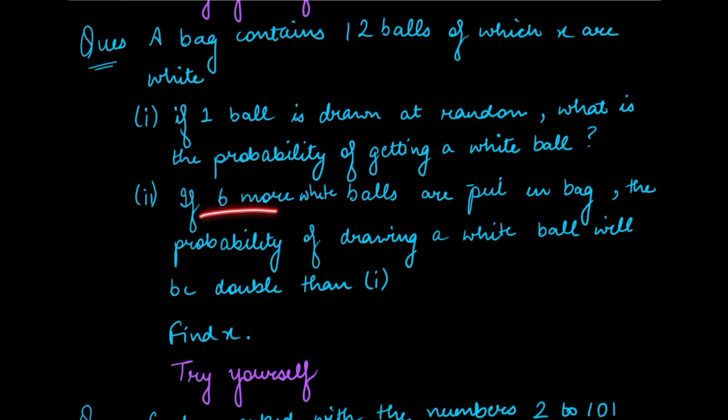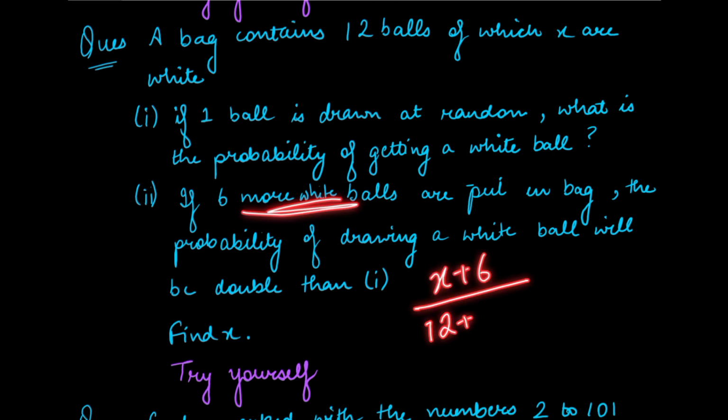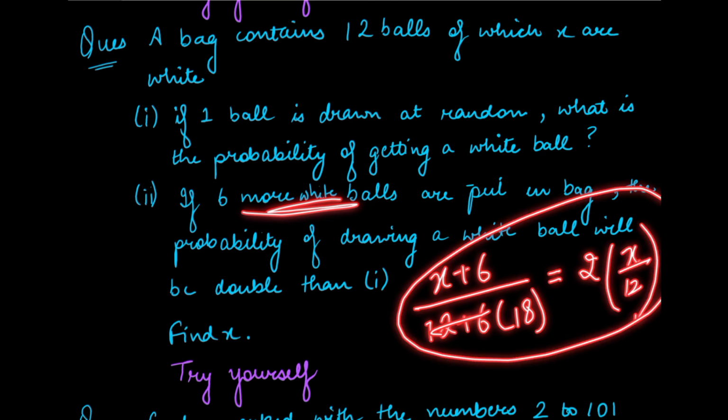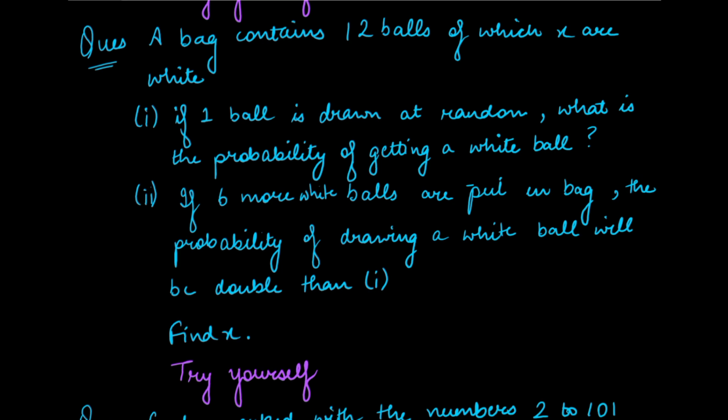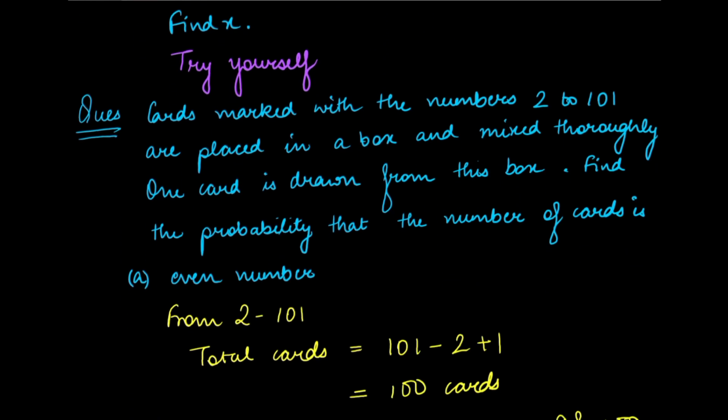Here the probability is X by 12. Now, if we add 6 more white balls, the total number of white balls is X plus 6, and the total number of balls is 12 plus 6, that is 18. So that is twice. The probability is twice of X by 12. Solving this simple equation, we can get the value of X. Next question.